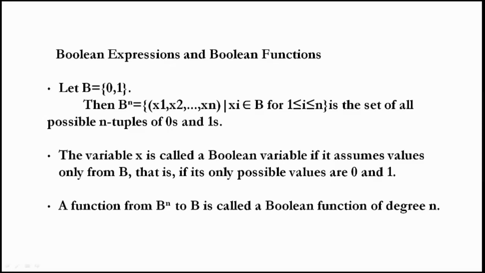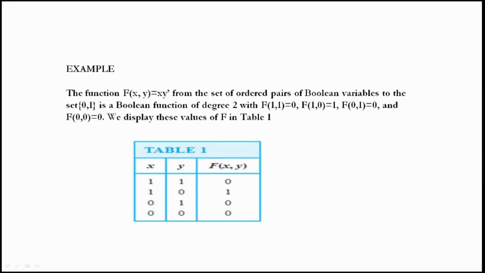So the function from B power n to B is called a Boolean function of degree n. The function f of x comma y is equal to x y complement, from the set of ordered pairs of Boolean variables to the set {0, 1}, is a Boolean function of degree 2 with f of 1, 1 equal to 0 and f of 1, 0 equal to 1. So you can use whatever operator, either complement, AND or OR, for the function, and you can define the values like this. And if you form this table, it is said to be a truth table.